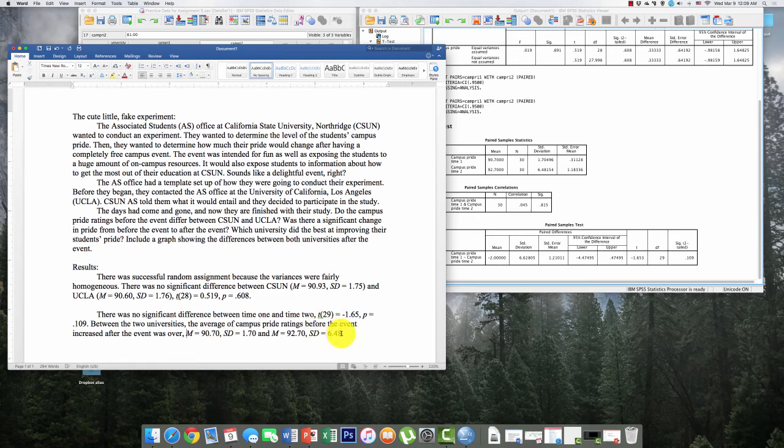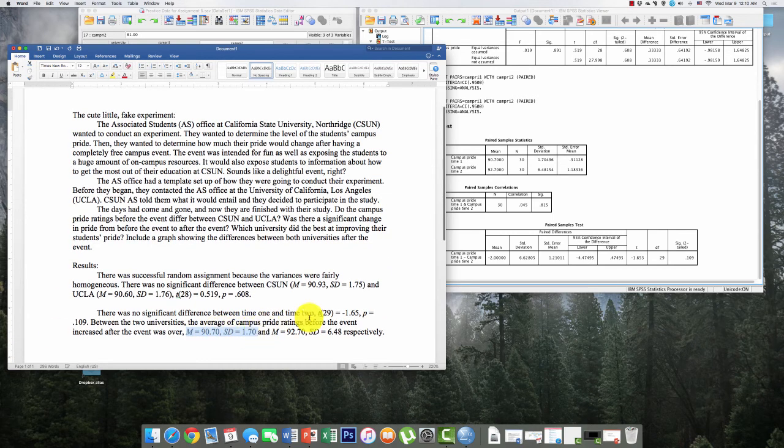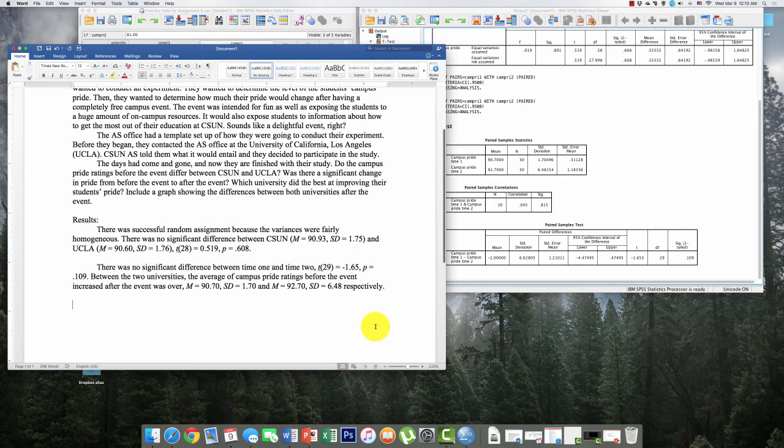Put a comma. So we've got the mean equals 90.7, the standard deviation, and then respectively. So this part is corresponding to the before, and then this part is corresponding to the after. So that's the interpretation and report for a paired samples t-test.